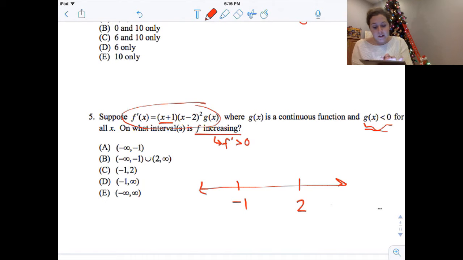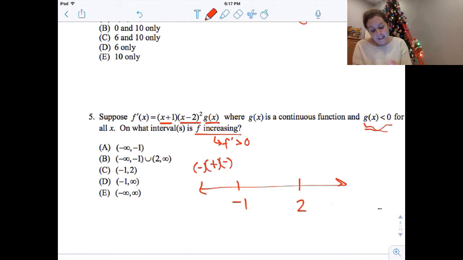So let's say I plug in a number less than negative 1. So this would be negative. This would be positive because it's a negative in the parentheses, but it's squared. And this is always negative. So here I've got a negative times a positive times another negative. So that's going to come out to be positive.